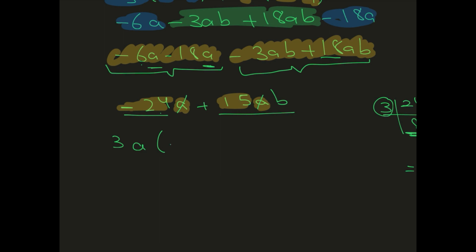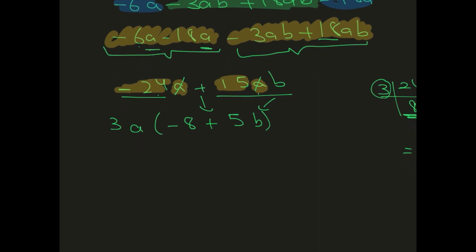So 3 times minus 8 will be minus 24. The negative sign got copied down, and then 3 times 8 is 24, so I wrote 8. And then the positive sign gets copied down. 3 times 5 is 15, so I'll just write 5. The a got cancelled out, and then we are left with b. So this will be our factorized form, right?